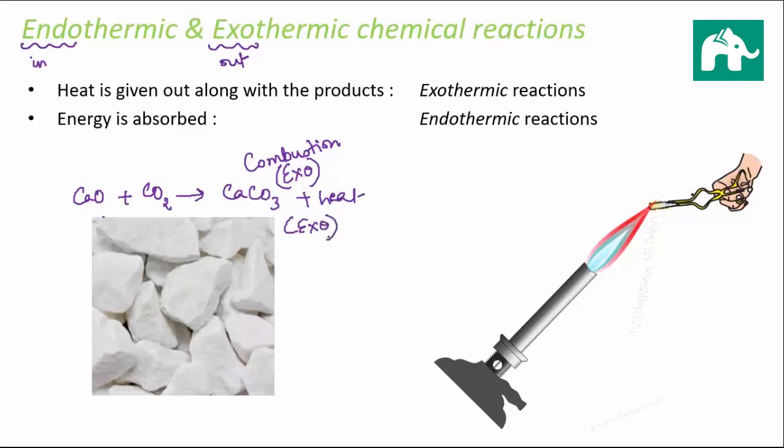Now what about endothermic reactions? Let's take this example. When magnesium combines with oxygen, it forms magnesium oxide. But for this reaction to take place, we need to provide heat. So if you remember, we actually heat the magnesium ribbon. So heat is an input in this case. So therefore, this is an example of endothermic reaction because we are giving heat as an input for this reaction to take place. So that's endothermic.